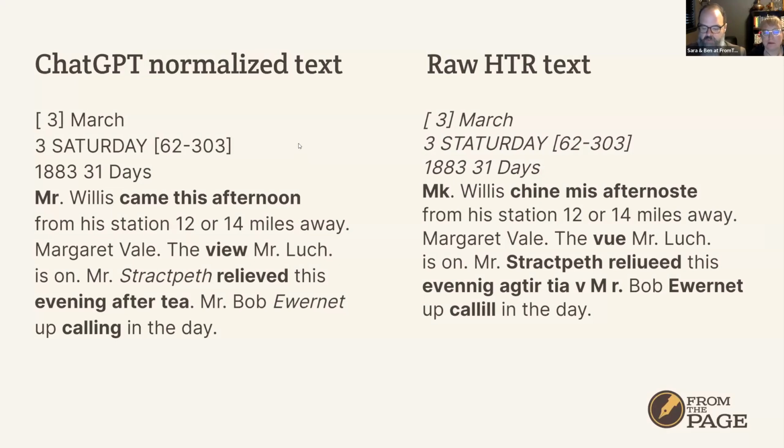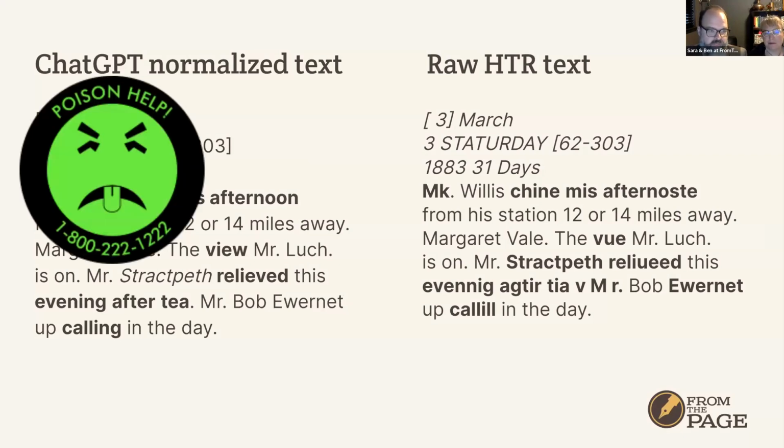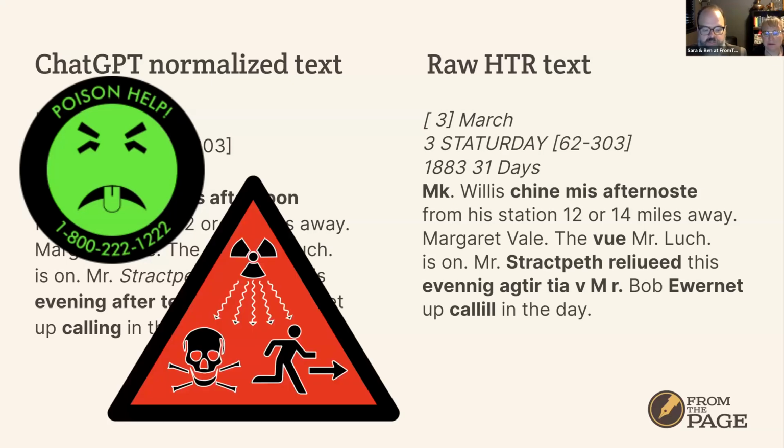There's just one problem with ChatGPT's corrections. They are absolutely poisonous. The corrections are not based on a better reading of the image or better knowledge of the people or places mentioned in the document, right? They're based on nothing. They are plausible, but wrong. We want to treat AI-produced text like this as radioactive. We never want to show this to users. Far better to show them the raw HTR text with its obvious errors.